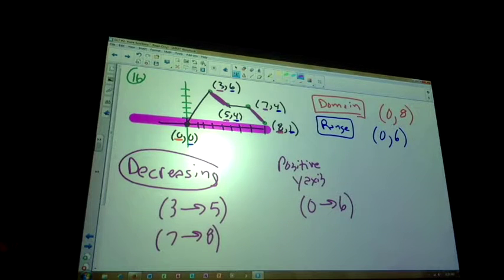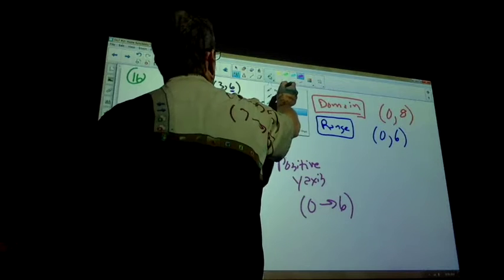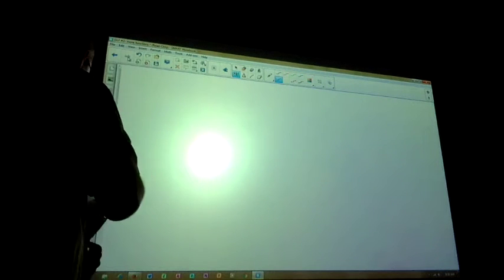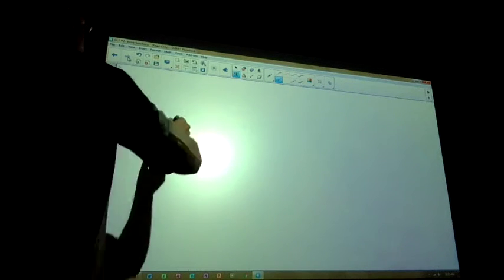Cool? All right. Last ones, 17 through 26. We're going to start working more with that, but you're in no way, shape, or form supposed to have that mastered. Okay? So now we have this.